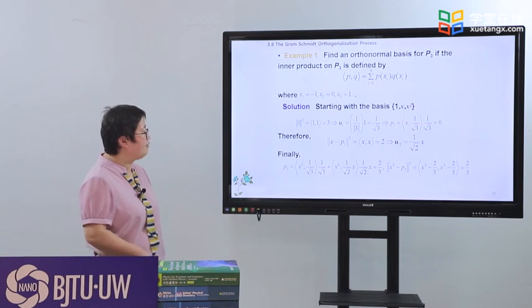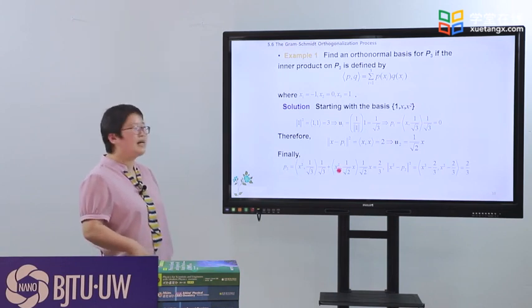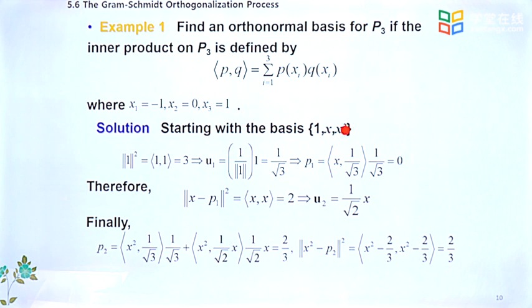Finally, we calculate P2. So P2 is the projection of x power 2 on the span of u1 and u2, u1 here and u2 here. Then we know P2 is a linear combination of u1 and u2, and its coefficients can be computed by just the inner product of x power 2 with u1, and the inner product with u2. Okay, and then you will find P2 equals 2 over 3.